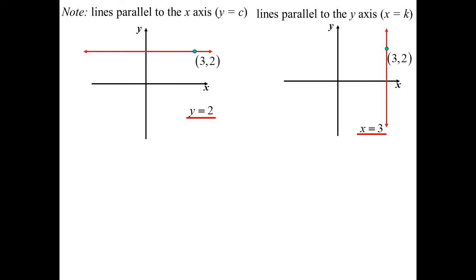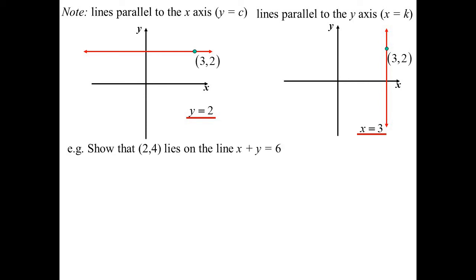And then we have vertical lines parallel to the y-axis. Same idea, you get x is equal to a constant number now. And so I get the same point, but that would be the line x equals 3. So the two special lines, horizontal and vertical, we should recognise those.